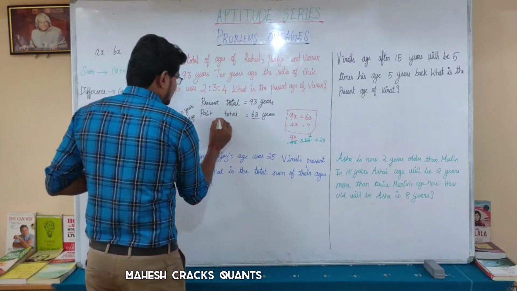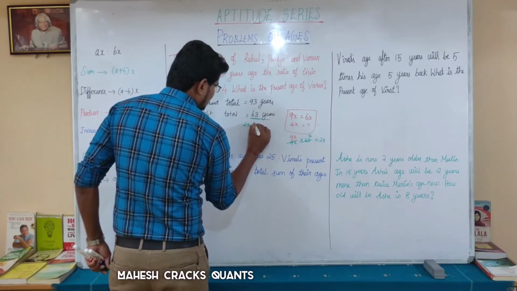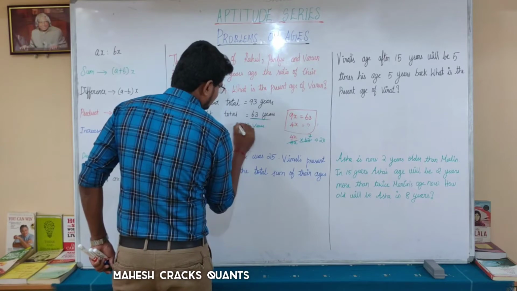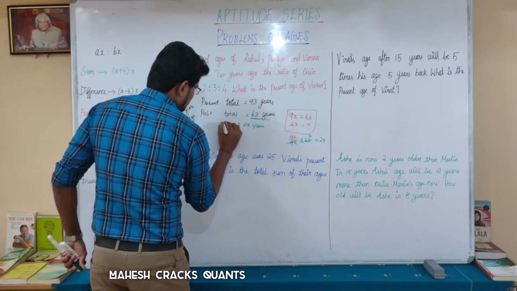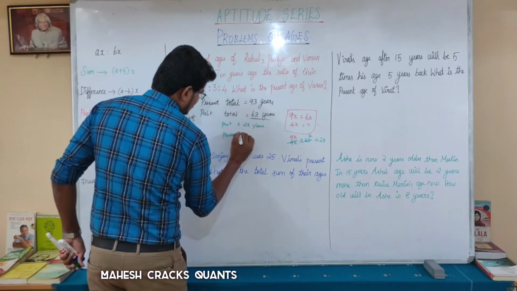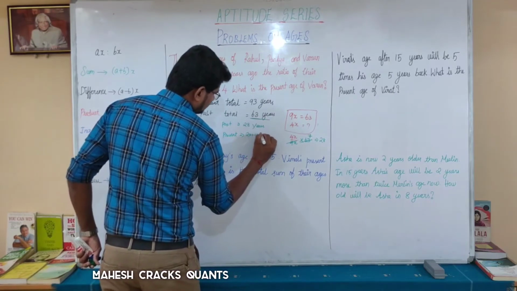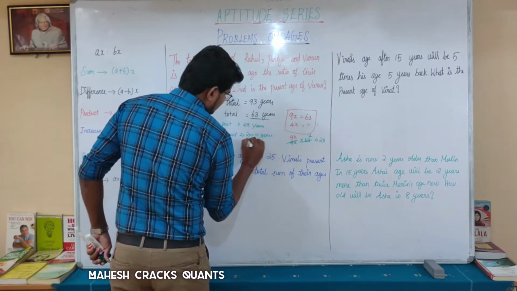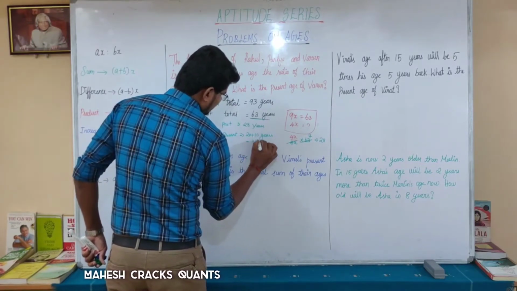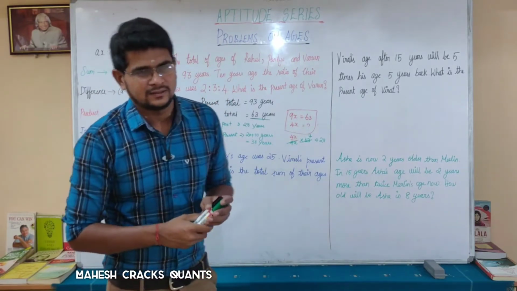So Varun's age 10 years ago was 28 years. At present, his age is 28 plus 10, which is 38 years. Okay, are you clear? Done.